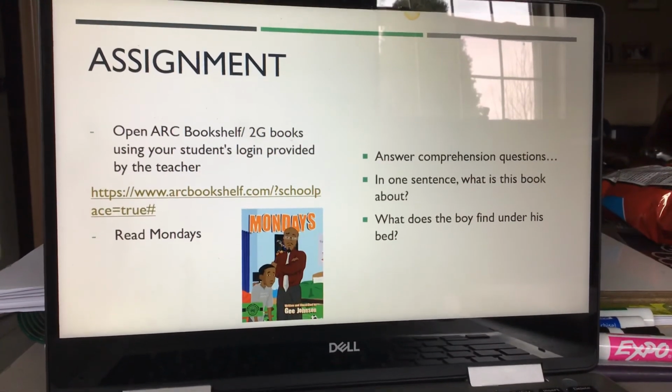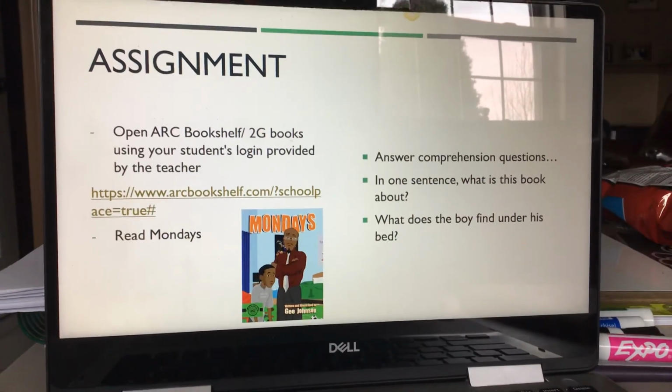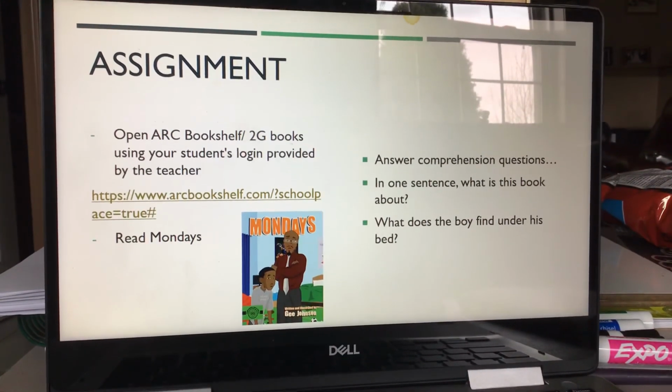Make sure you're writing that this is 2G day 1, so that when your teacher looks at your notebook, they know what you have completed.